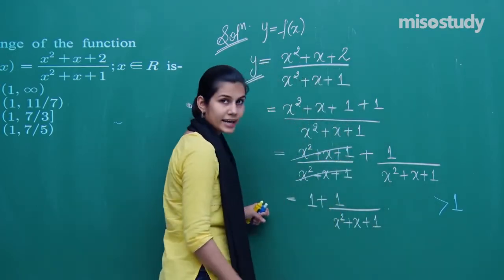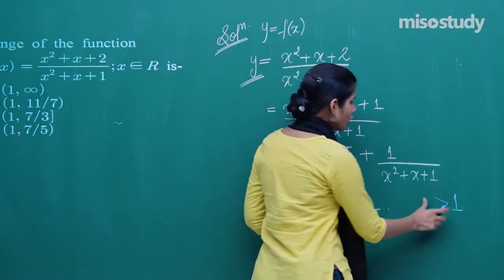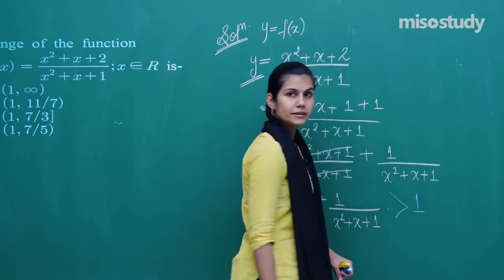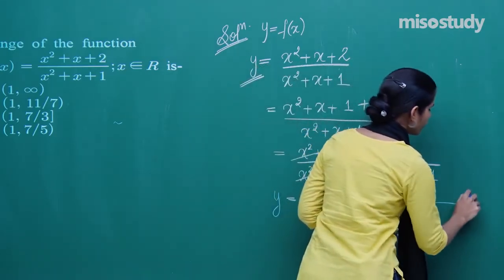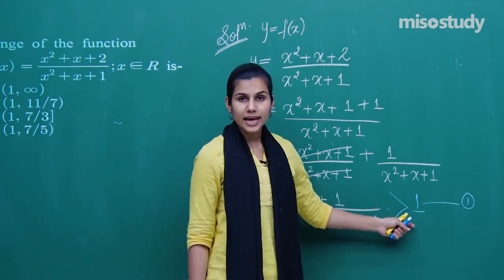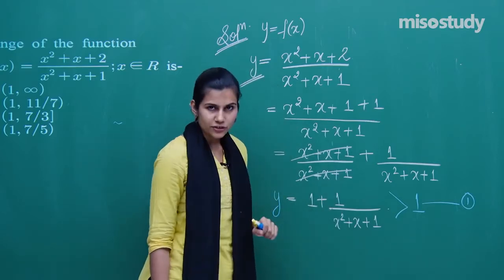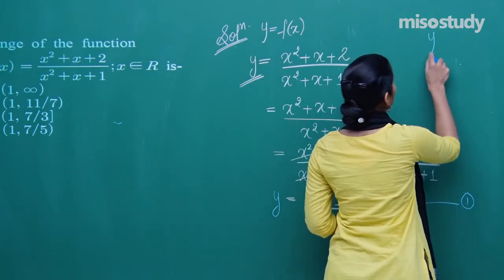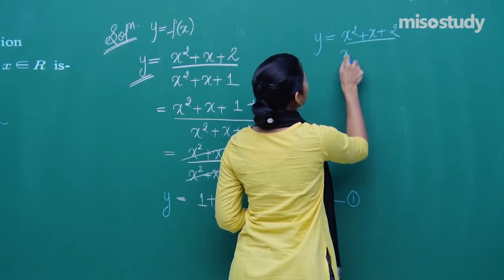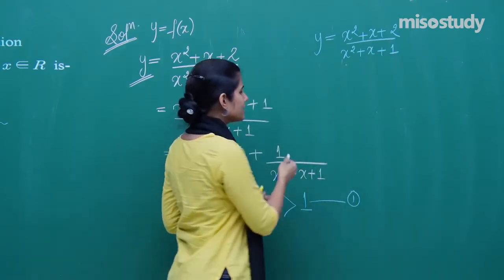That means y, which is equal to 1 plus 1 upon (x square plus x plus 1), is always going to be greater than 1. This is a very important point of observation, that the output which you are going to get is always going to be strictly greater than 1. Now if I proceed with solving the expression which was given to me, I was given y is equal to (x square plus x plus 2) whole upon (x square plus x plus 1). Just cross multiply and solve the expressions.